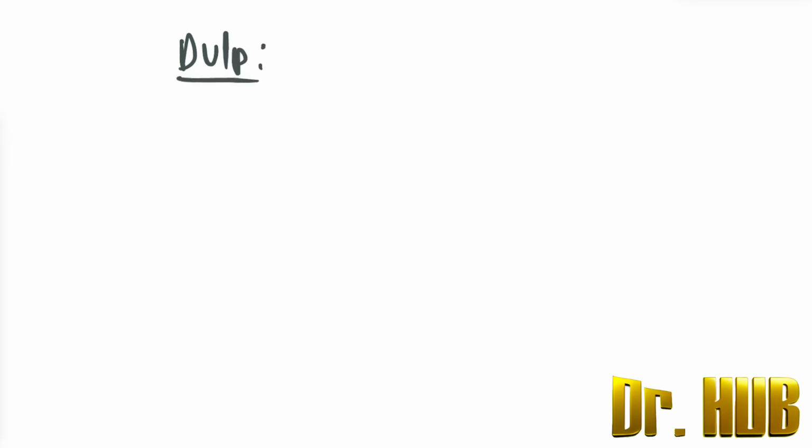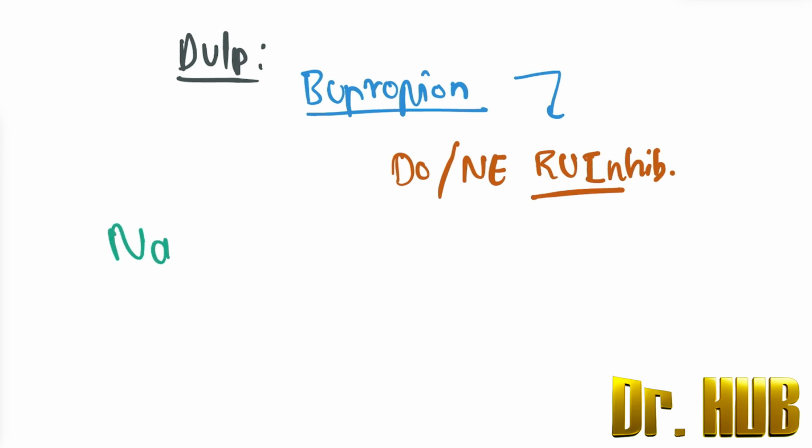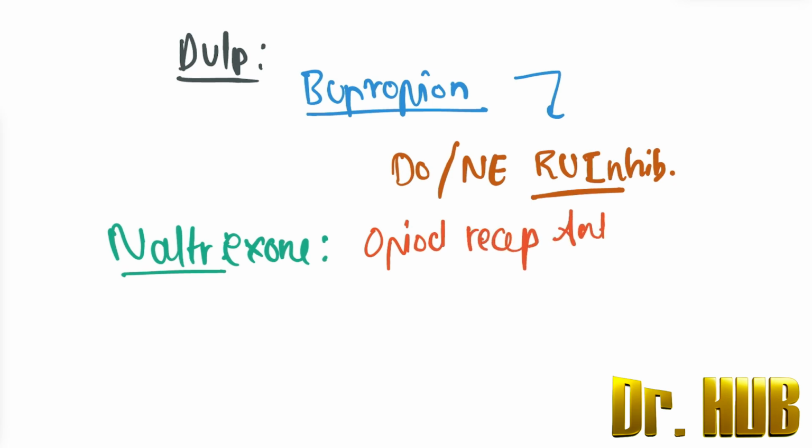Next, let's look at the anti-obesity drugs which are in development. There is bupropion, which is a dopamine and norepinephrine reuptake inhibitor. Then what about naltrexone? Naltrexone is an opioid receptor antagonist.